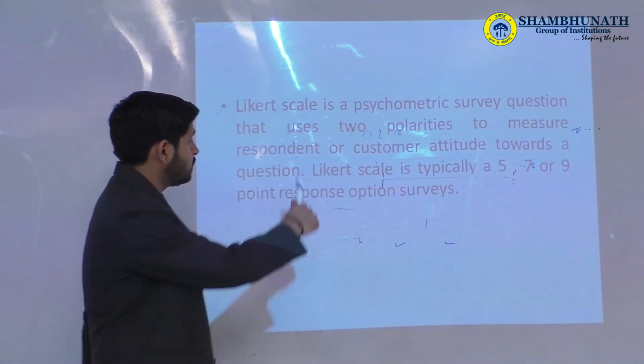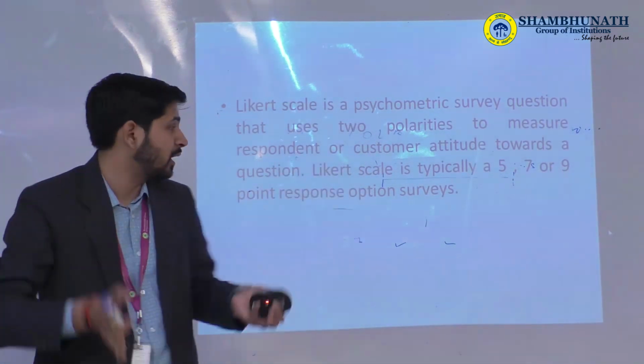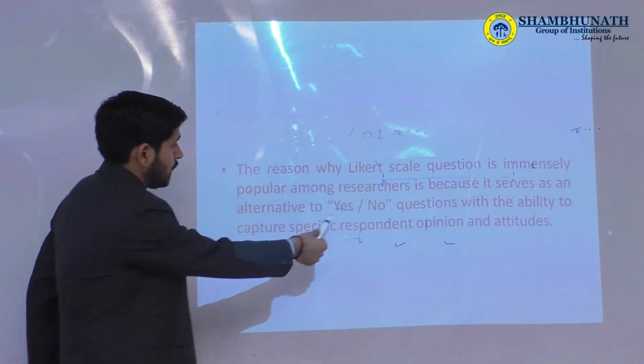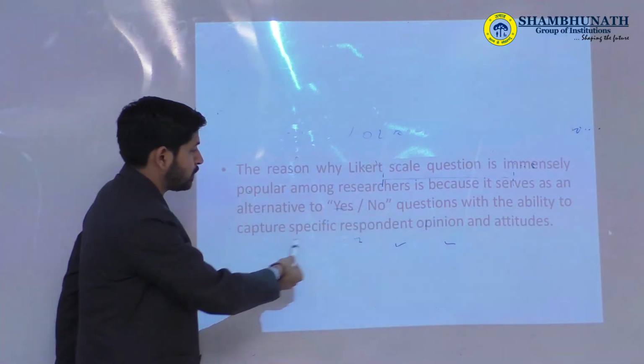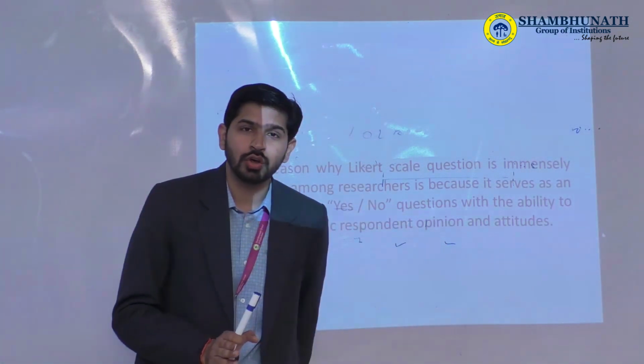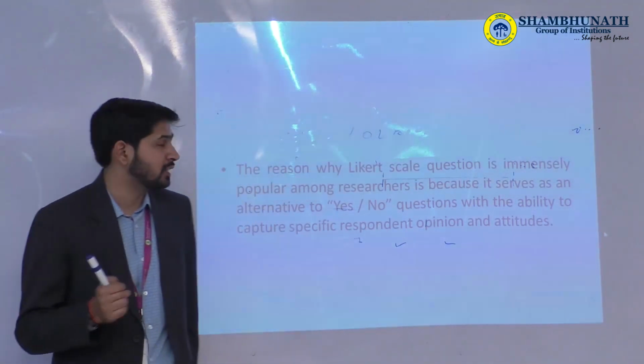What are two polarities? They use two polarities, means two extreme positions, and the center has a neutral option, which we are discussing on this. Yes or no question with the ability to capture specific important opinions and attitudes. Means when we talk about yes or no, it does not give you the detailed insight. So this is what the Likert scale is.